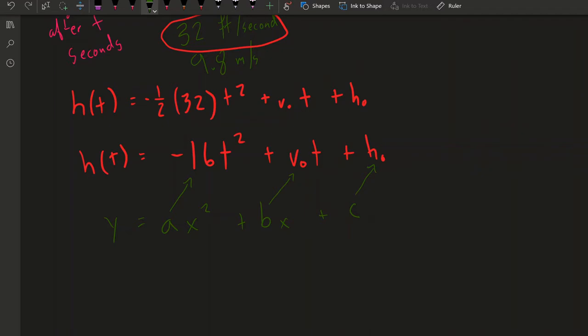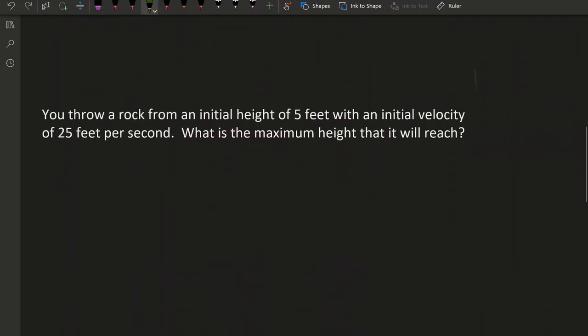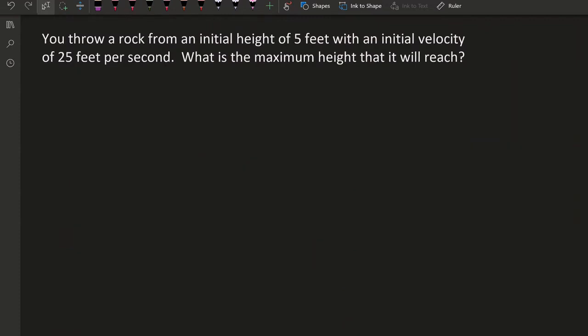So for Unit 8, Graphing Quadratic Functions, let's look at a sample problem of this. You throw a rock from an initial height of 5 feet with an initial velocity of 25 feet per second. What is the maximum height that it will reach? So, just drawing a picture of this, if you are here and you are throwing a rock, you're going to throw it up and then it's going to fall down.